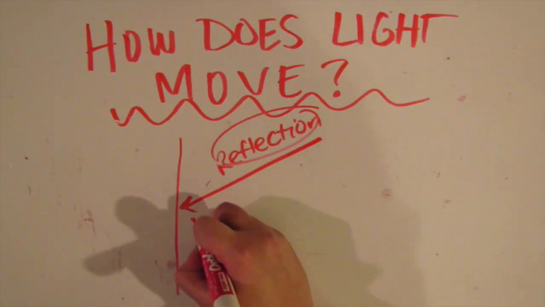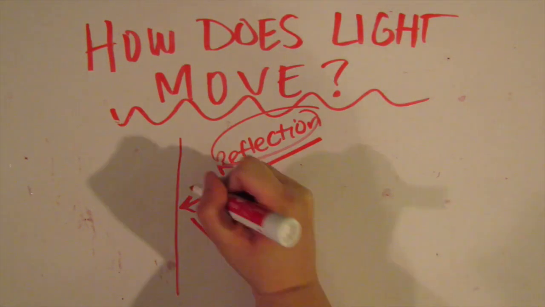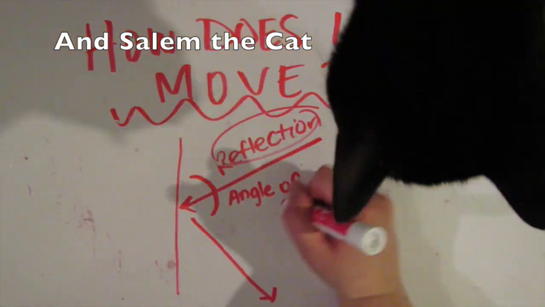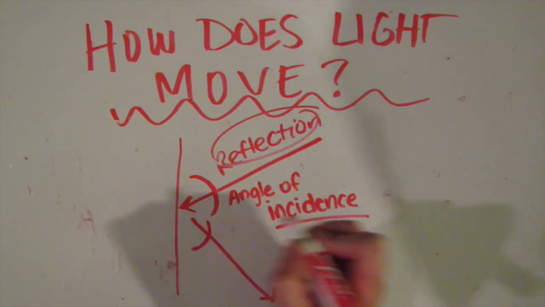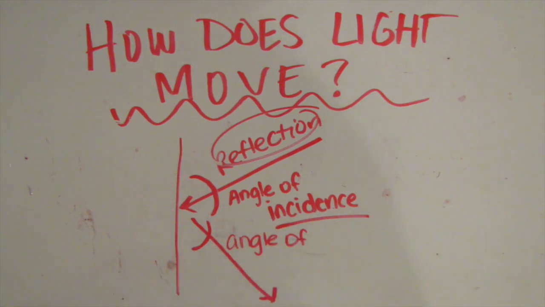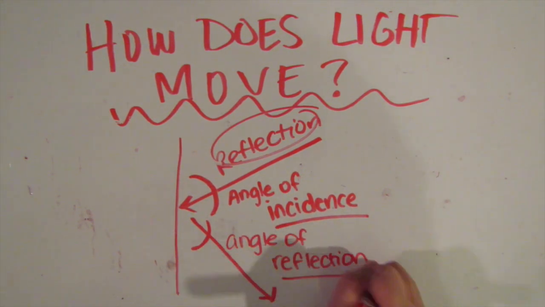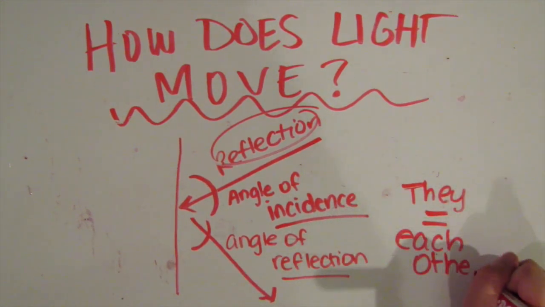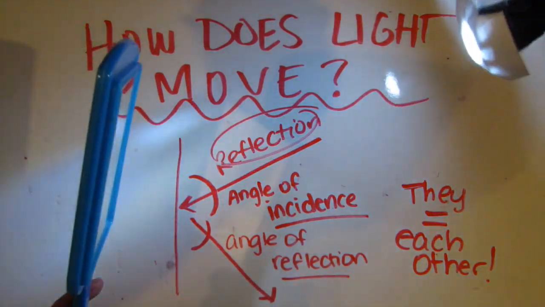So when light comes towards a mirror, it creates an angle called the angle of incidence. And when the light gets bounced off the mirror, that's called the angle of reflection. If you'll notice, when a ray of light reflects off of a surface, the angle of incidence is always equal to the angle of reflection. Basically, this means that the angle the light comes towards the mirror is going to equal the same angle that it leaves the mirror. They equal each other.